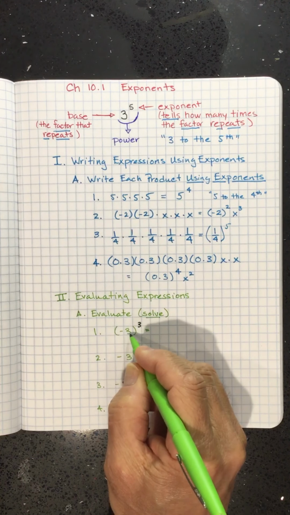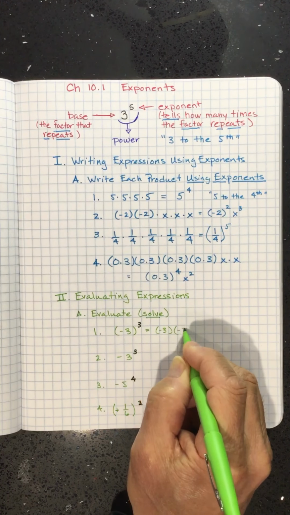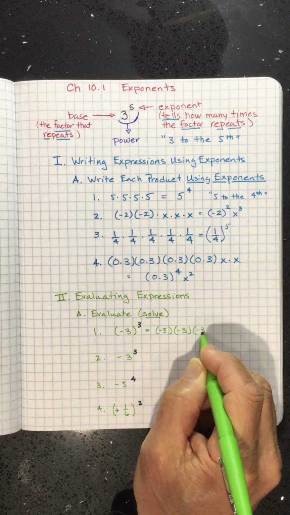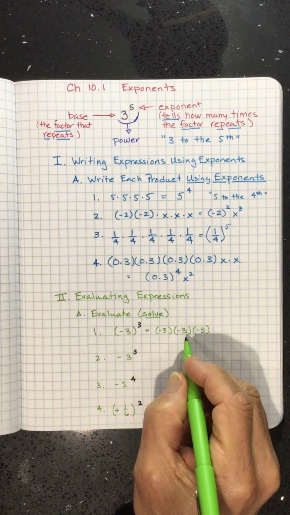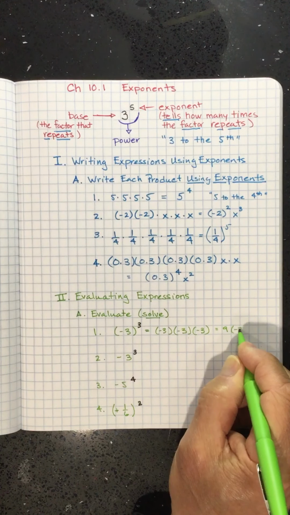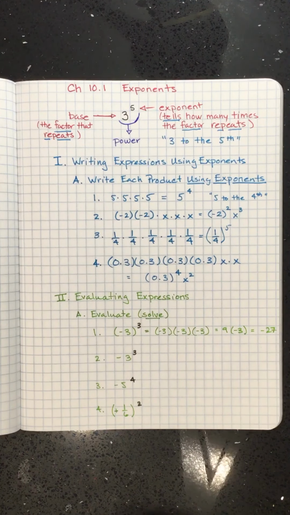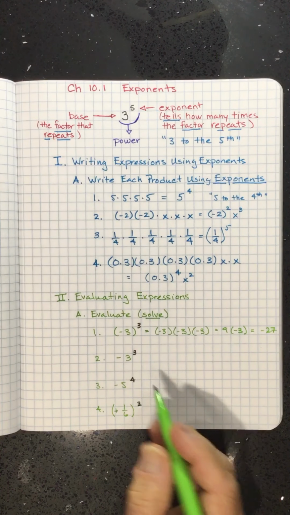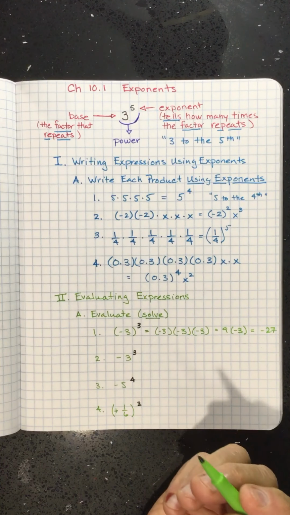So the quantity -3 cubed is -3 times the quantity -3 times the quantity -3. And then -3 times -3 is 9. Times -3, which is -27.